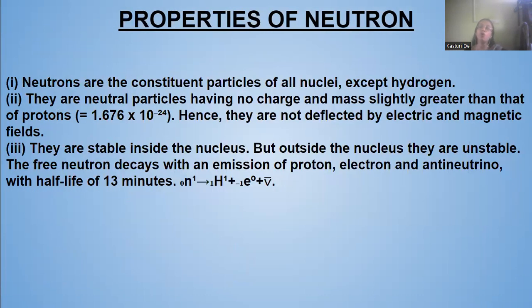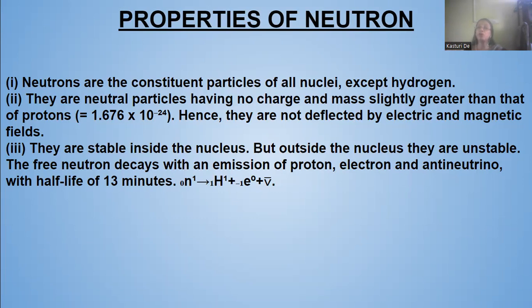Next we move on to the properties of the neutron. Neutrons are the constituent particles of all nuclei except hydrogen, because hydrogen has only a proton, no neutrons. They are neutral particles having no charge, and their mass is slightly greater than that of the proton, that is 1.676 × 10^-24. Hence they are not deflected by electric or magnetic fields. They are stable inside the nucleus, but outside the nucleus they are unstable.